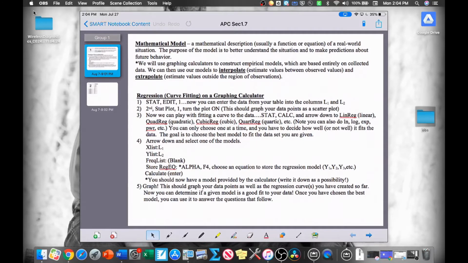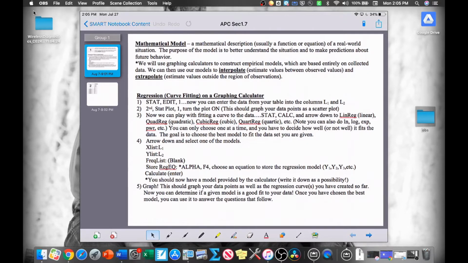Hello, this is AP Calculus Section 1.7 notes. Today we're going to be doing something kind of different than what we've been doing lately, and this is going to be heavily involving our graphing calculators. So the first thing I want you to do right now is pull that out because we're going to be using it the entire time.